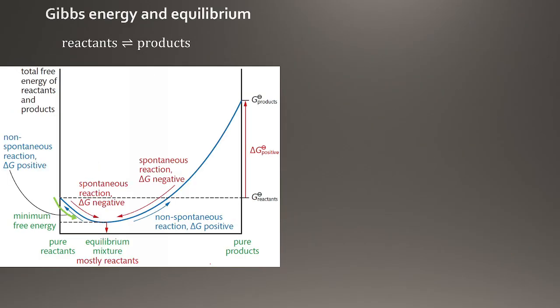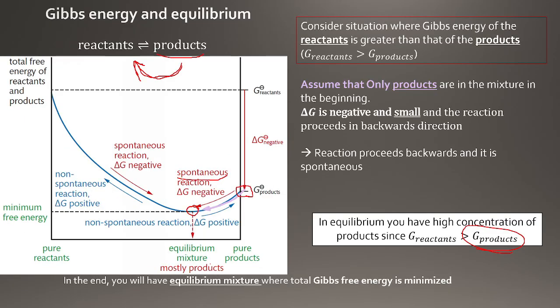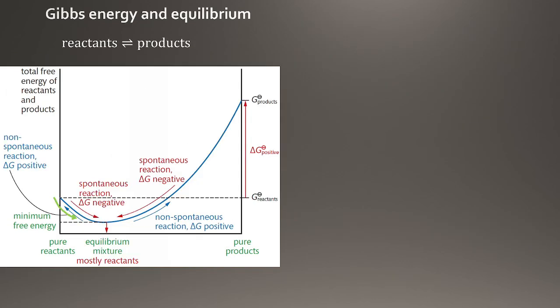Yay. Let's see another case, because it can be the other way around. Either the Gibbs energy of the reactants is greater than the Gibbs energy of the products, or the other way around: the Gibbs energy of the products is greater than the Gibbs energy of the reactants. In which cases will shifting left or shifting right be spontaneous? When we have achieved the equilibrium, will there be a greater ratio of products than reactants, or the other way around?